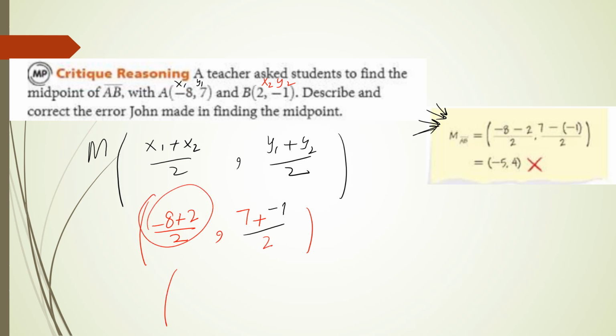Now write only this in the calculator or do it mentally. Minus 8 plus 2 is minus 6, divided by 2 gives you -3. 7 minus 1, because plus minus is minus, 7 minus 1 is 6, 6 divided by 2 is 3. So the midpoint is negative 3 and positive 3. Now go and check his work. What he did, rather than adding, he subtracted. He subtracted the two coordinates from each other. That makes a huge difference in his work.